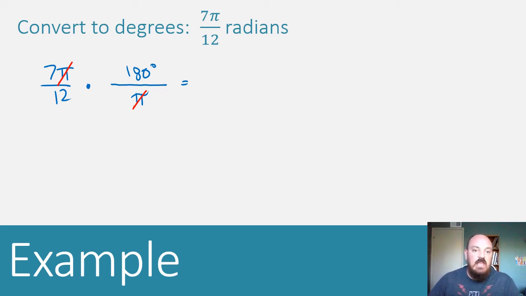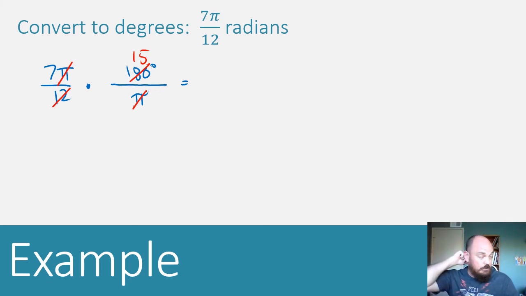And then I have a 180 on top and a 12 on bottom. I could easily divide both of those by 12. 12 does go into that. It goes into it 15 times. So I can cancel this and turn this into a 15.